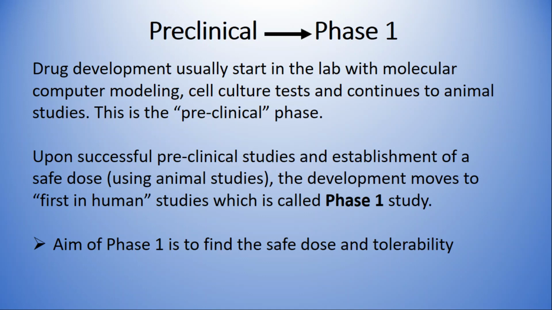After the cell cultures, they're ready to go to animals. They have specific animals, for example with high blood pressure or with cancer, and they give this compound to the animals and see if it works or not. After that, the studies are ready to go to humans.